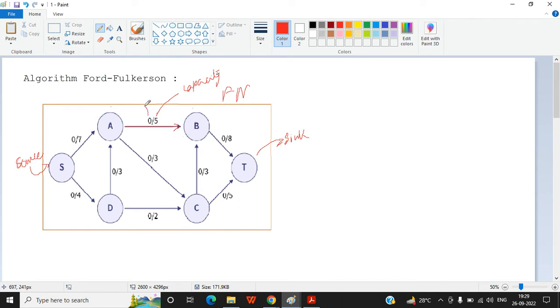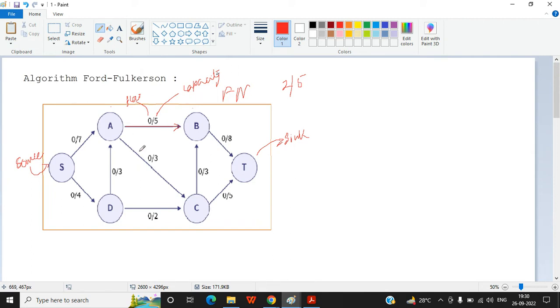And this is the flow. 0 is called flow. 0 out of 5 means nothing has been flowing from A to B till now. If you find 2 out of 5, that means two items are flowing from A to B. So this is your capacity and this is your flow.